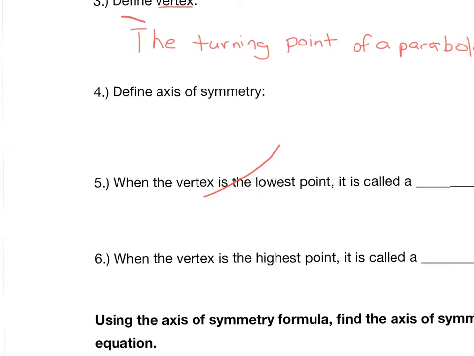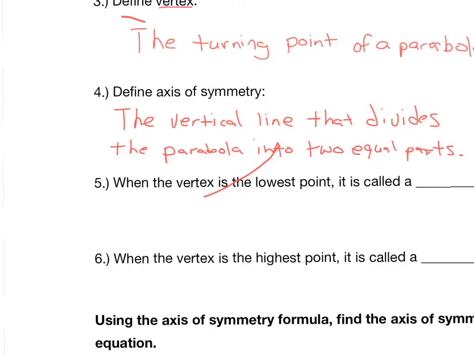Next, define axis of symmetry. Well, remember when we're talking about parabolas, there's a vertical line, although it's not actually on the graph. There's a vertical line that divides it into two equal parts. It acts kind of like a mirror, okay? And that's the axis of symmetry. So let me pause it and write it. And there you have it. This is also in your notes, but it's the vertical line that divides the parabola into two equal parts. That is the axis of symmetry. Make sure you are able to define axis of symmetry and vertex for tomorrow's test.